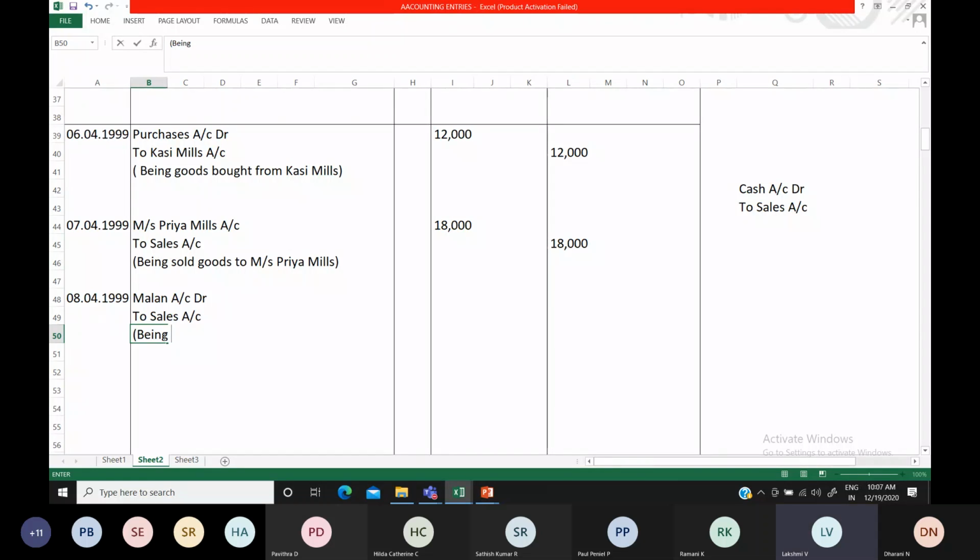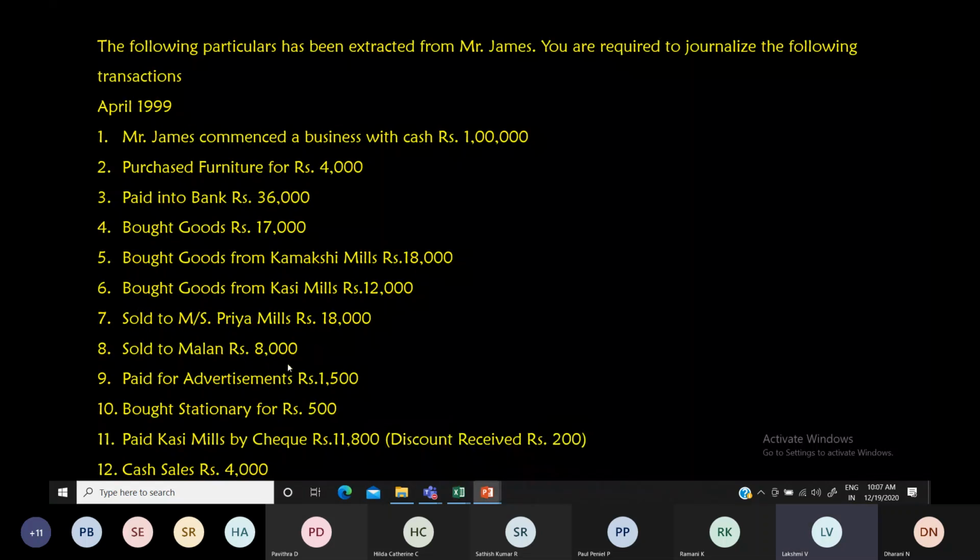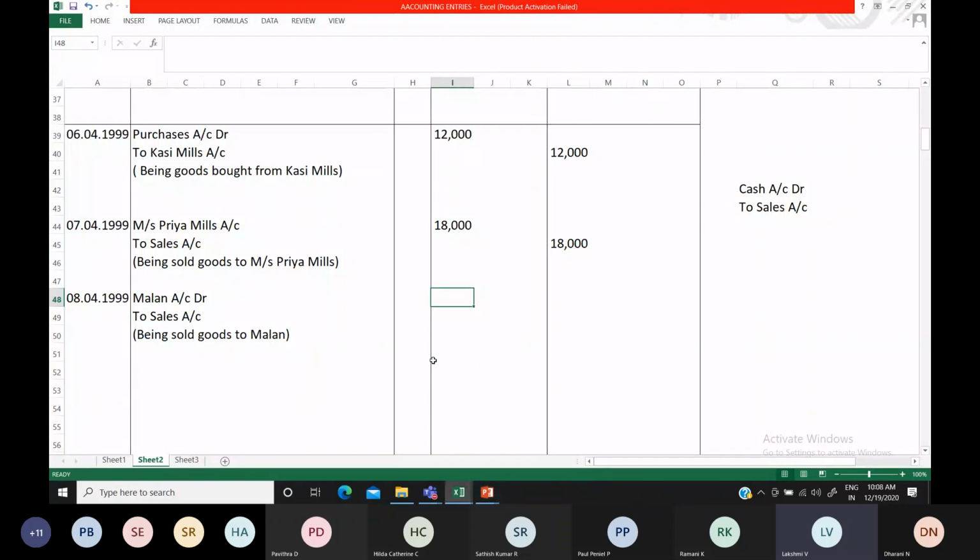goods sold. If you want, you can write it as sold goods on credit to Marlon, or to Marlon's account also you can just give it over. Being sold goods to Marlon. That amount, whatever is given in the question. So Marlon, 8,000 rupees they have sold on 8th. So that 8,000 you can just give it over here. 8,000. And the narration is also given. So this will be our 8th day transaction entry.